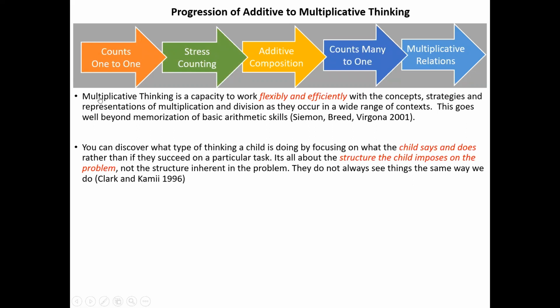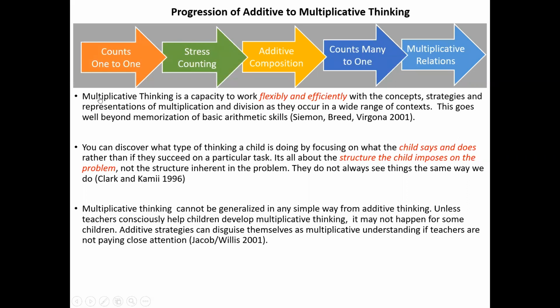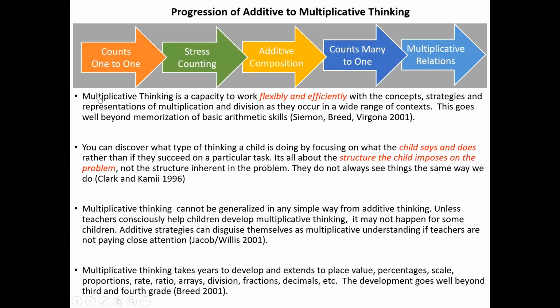So when we present students with a problem that's obvious to us, like 6 times 4, they're not seeing it that way, and a lot of teachers have a tough time understanding: why aren't they seeing it when it's so blatantly obvious to me? Multiplicative thinking cannot be generalized in any simple way from additive thinking. Unless teachers consciously help students develop multiplicative thinking, it may not happen for some children. Additive strategies can disguise themselves as multiplicative understanding if teachers are not paying close attention. And lastly, multiplicative thinking takes years to develop and extends to place value, percentages, scale, proportions, rate, ratios, arrays, division, fractions, decimals, etc. The development goes well beyond third and fourth grade.